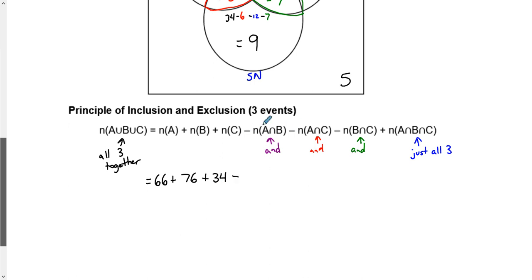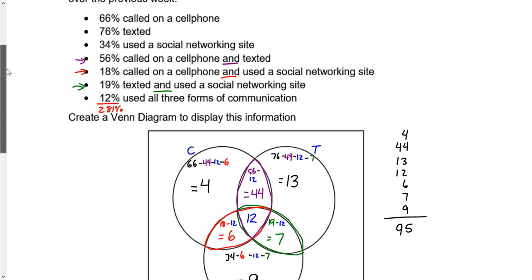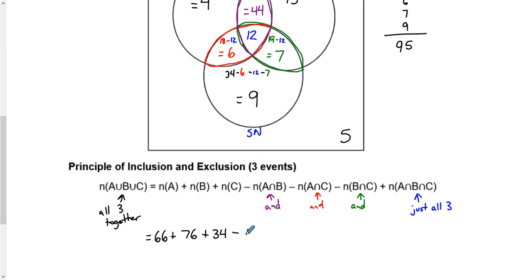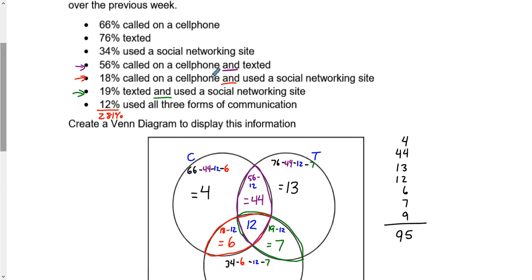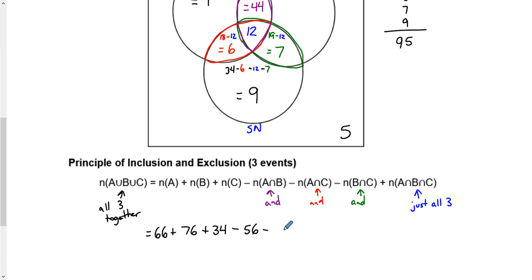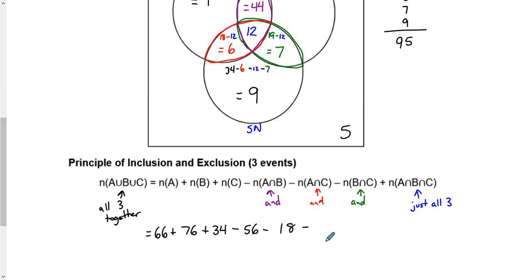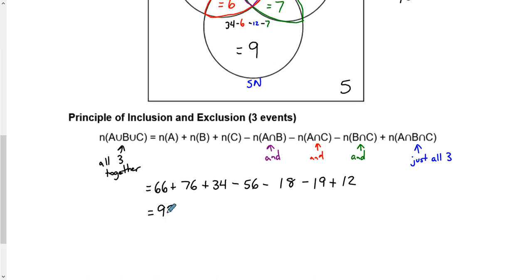Now you subtract the intersection between A and B. So that's talking about how many are on the cell phone and texting? Subtract 56. Subtract cell phone and social networking. This one, it was 18. Cell phone and social networking. This one is texting and social networking. And that was 19%. Yeah, texting and social, 19. All three, you add. And it was 12. You plug all that into your calculator, comes out as 95.